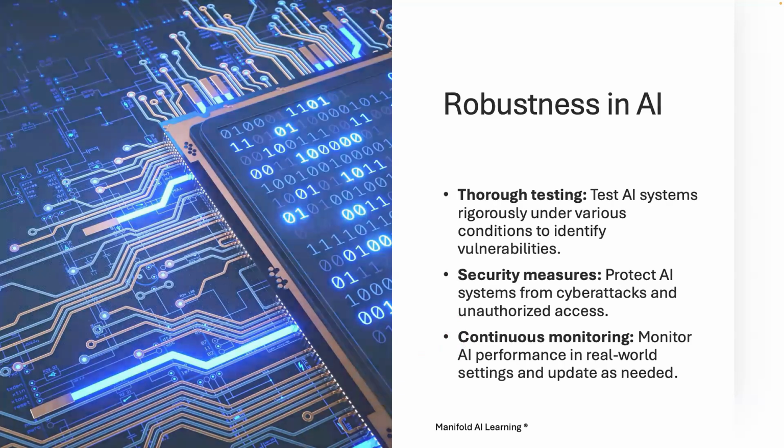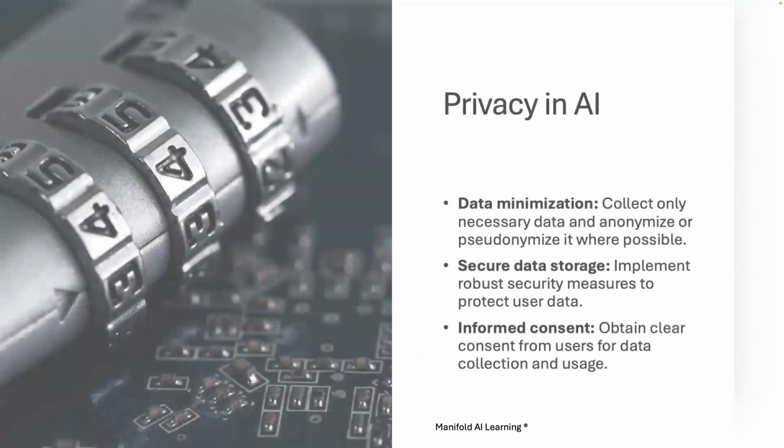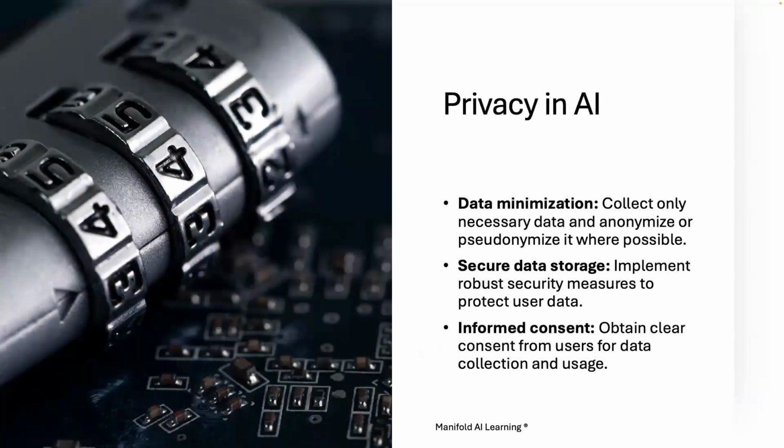And the next one is privacy in AI. Collect only the necessary data and perform anonymization or pseudonymization wherever it is possible. Since the data is what is going to power these large language models, it's also important that you implement robust security measures so that you can protect the user data. And whenever any user data is being used, there should be proper consent from the users for data collection and data usage. These are the key pillars of building a trustworthy AI.